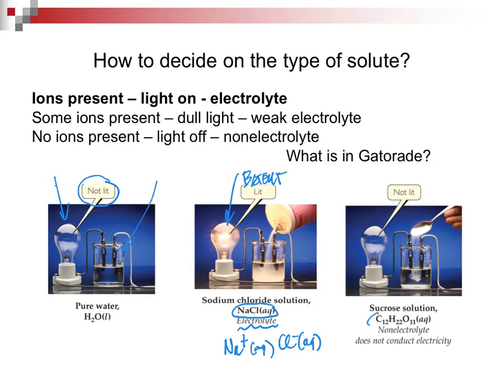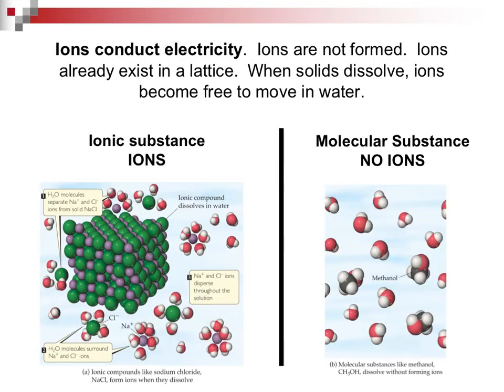What if instead we put sugar into water, sucrose? This will be not lit because there are no ions. It does not conduct electricity. Notice the contrast, how I've written these. The molecule has stayed together. The ions have fallen apart from the sodium chloride. So, ions conduct electricity. They are not formed. They already exist in a lattice, and that will be in chapter 12. But when solids dissolve, when you put them into water, the ions become free to move in water.